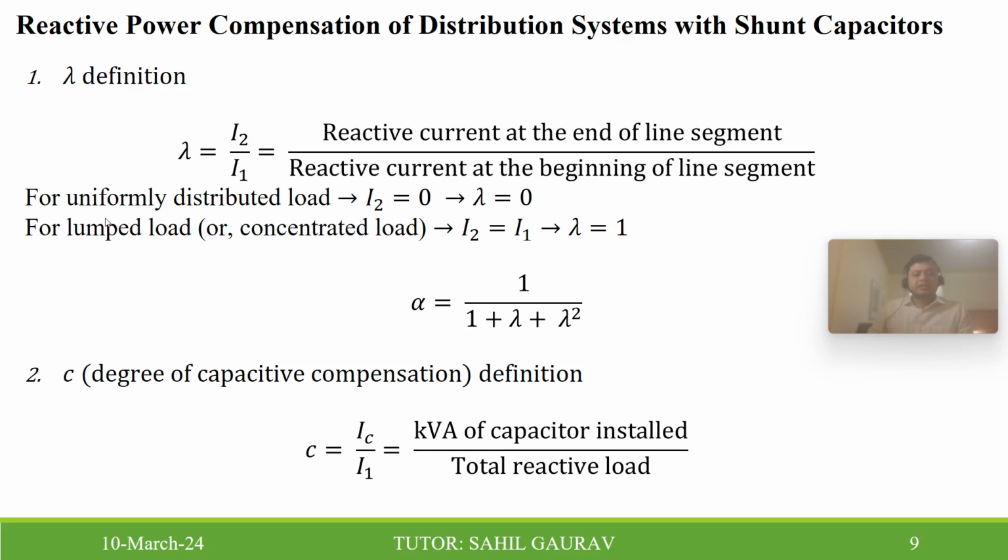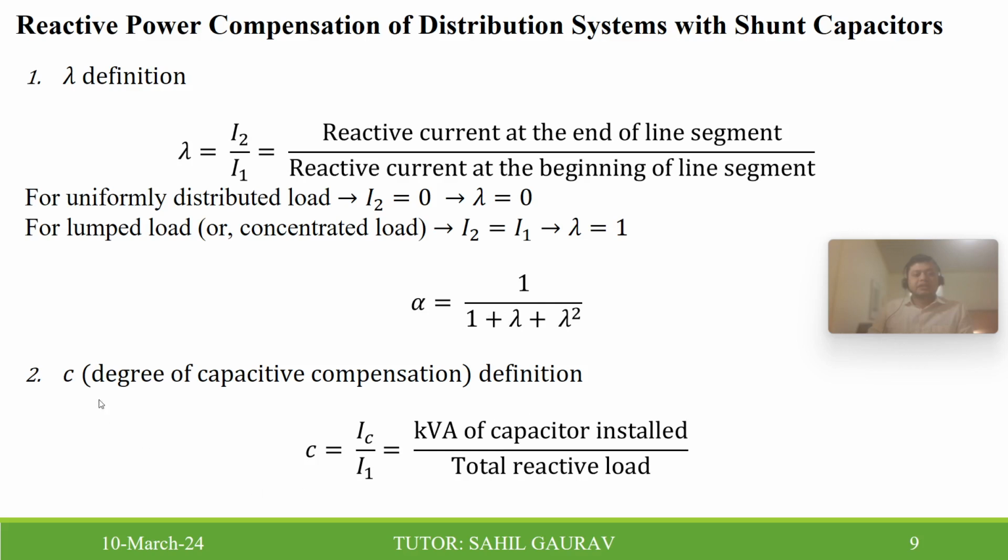For a uniformly distributed load, this I2 will become 0, and therefore we get lambda equal to 0. For a lumped or concentrated load, I2 will be equal to I1 because all the loads are assumed to be concentrated at the end of the line segment. Therefore, I2 equals I1 and lambda equals 1. Another expression is alpha, and alpha is the reciprocal of 1 plus lambda square.